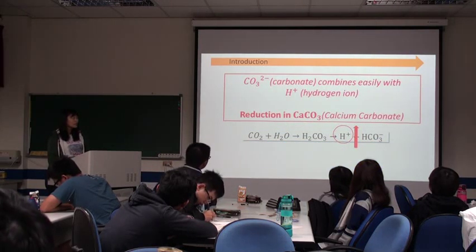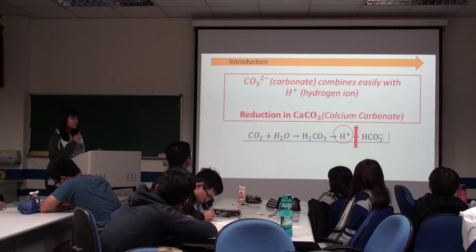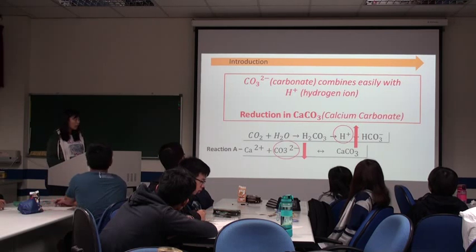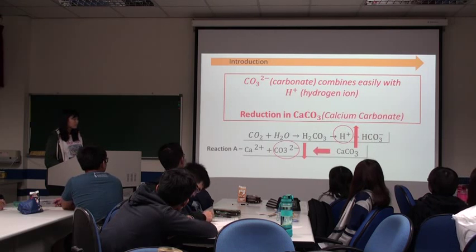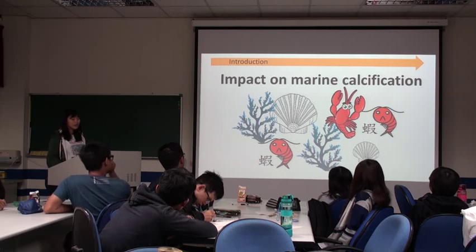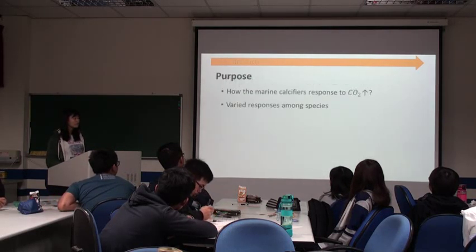We know carbonate in seawater combines easily with hydrogen ions, and we can see this in reaction A. The decrease of carbonate will cause a reduction in calcium carbonate, and this even impacts marine calcification, and the calcifiers may disappear.